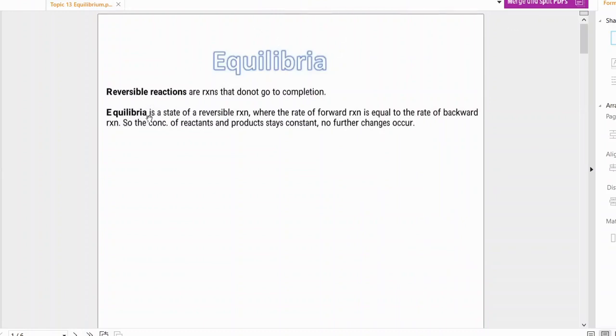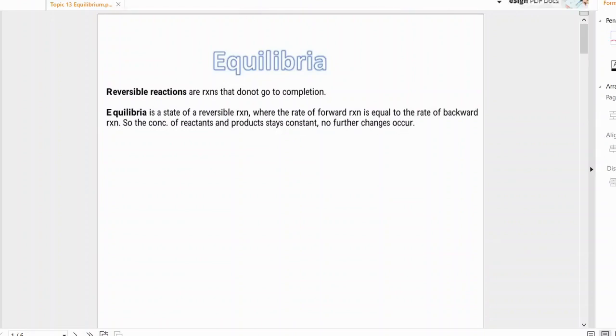So what is equilibrium? Equilibrium is a state of reversible reactions where the rate of forward reaction is equal to the rate of backward reaction. So the concentration of reactants and products stays constant. They stay constant. They do not stay equal. The concentration of reactant and product are not necessarily equal. They are different values, but they are different constant values. So no further changes occur.